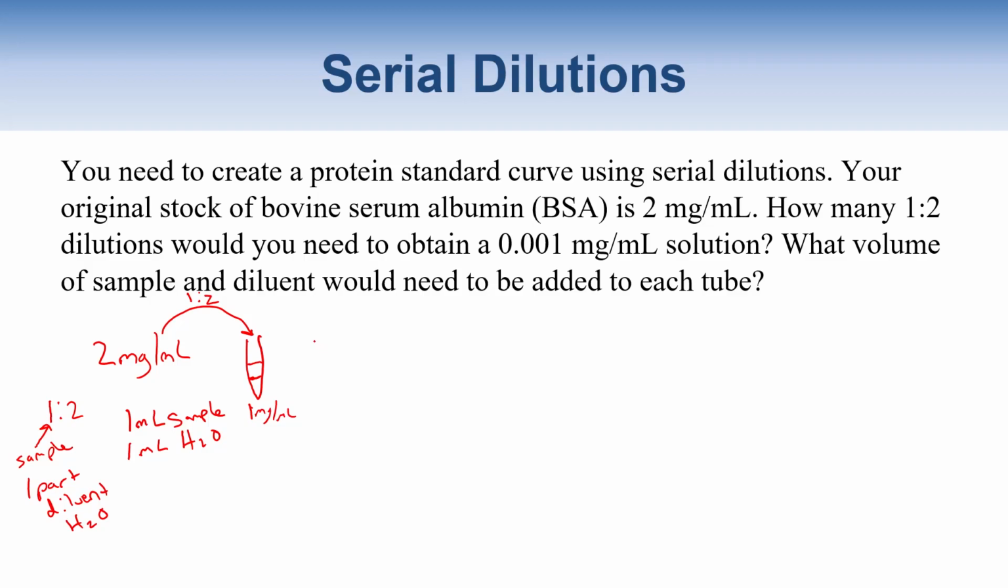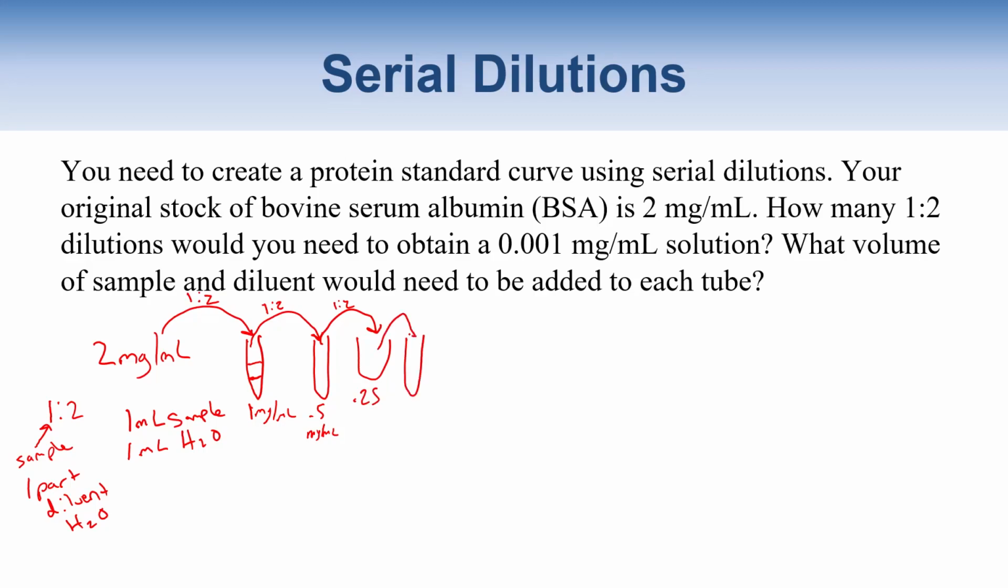So we have to do it again. We're going to perform another 1:2 dilution, and when we do it this time, we're taking that 1 and dividing it in half to get 0.5 mg per ml. And we're going to do it again. Another 1:2 dilution. And we're going to take the 0.5 and divide by 2, 0.25.